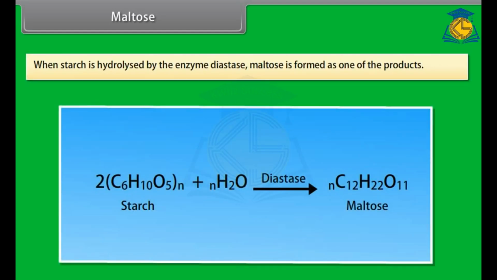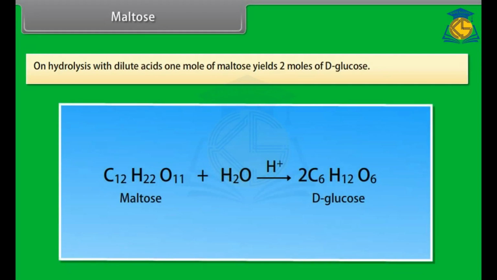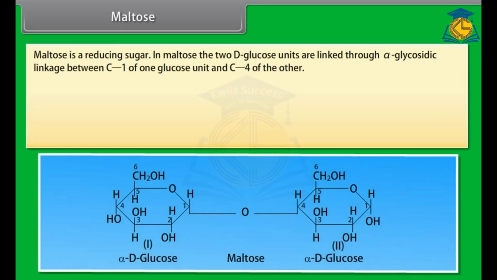Maltose. When starch is hydrolyzed by the enzyme diastase, maltose is formed as one of the products. On hydrolysis with dilute acids, 1 mole of maltose yields 2 moles of D-glucose. Maltose is a reducing sugar. In maltose, the two D-glucose units are linked through an alpha-glycosidic linkage between C1 of one glucose unit and C4 of the other. It tastes sweet and it is not found freely in nature.